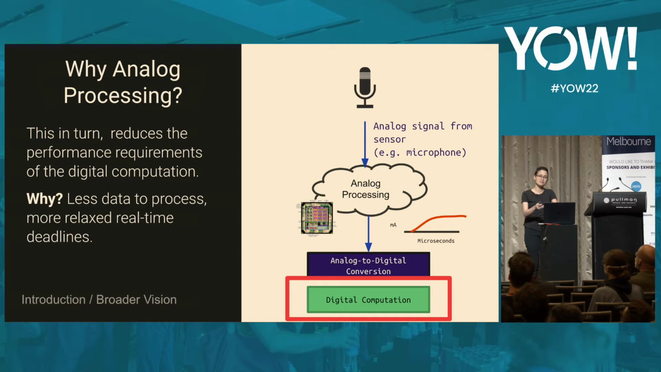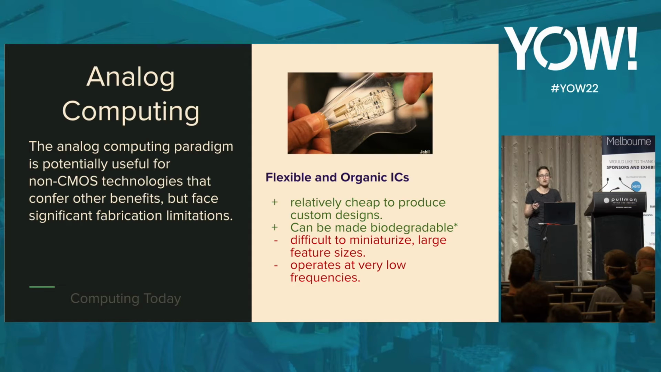And this in turn also reduces the performance requirements of your digital computation. Because your analog to digital converters are producing less data at a lower rate, you now have more relaxed real-time deadlines, and you could potentially use a lower power or more energy efficient digital processor. Anyway, that's one situation where analog computing can potentially have an impact, and it is actually already used practically today.